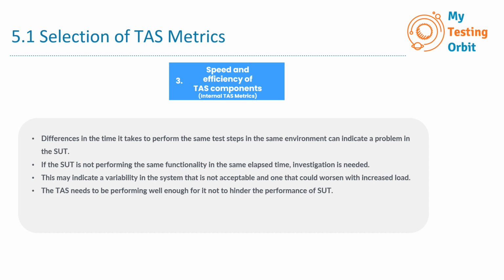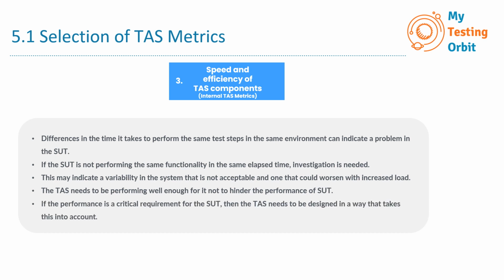Next, the TAS needs to be performing well enough for it not to hinder the performance of the SUT. So if we take the example of login, the TAS should not slow down the login process, but actually it should support its performance. And lastly, we have if the performance is a critical requirement for the SUT, then the TAS needs to be designed in a way that takes this into account. So if speedy logins are crucial, if we take our login example, then the TAS should be designed to work seamlessly with the system to ensure efficient login times.